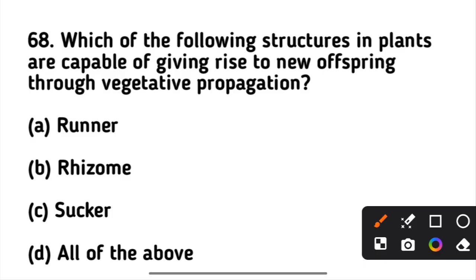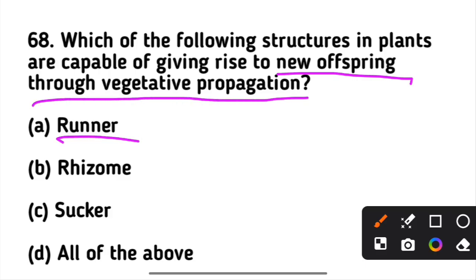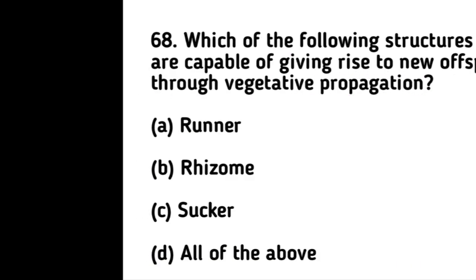Which of the following structures in plants are capable of giving rise to new offspring through vegetative propagation? Runner, rhizome, sucker, all of these. Option D is correct. Runner, rhizome and sucker can all give rise to new offspring through vegetative propagation. Next question.